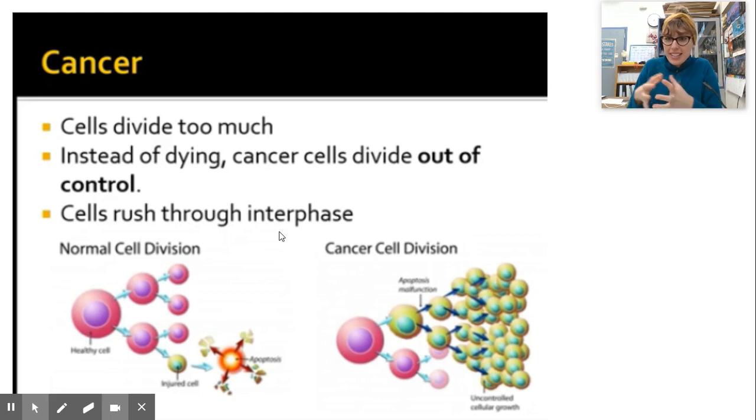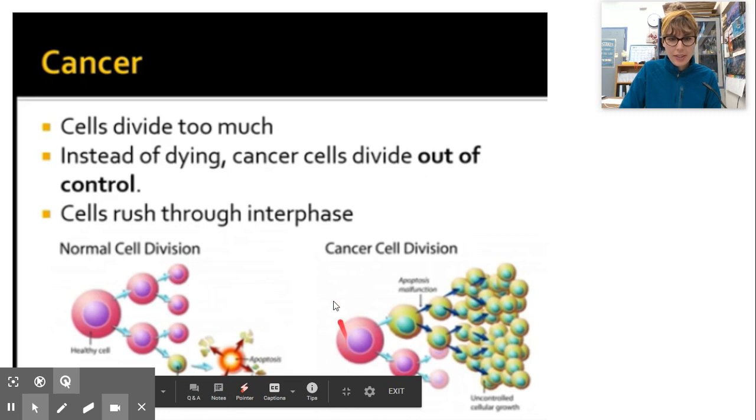Also, in interphase, cell growth is taking place. Remember, we're going from this, the cytoplasm is doubling in size. Because they rush through interphase, we're going to see in a moment here that cancer cells are usually smaller and weirdly shaped. So if we look at these two images here, we can see that in a healthy cell division, if there's some sort of issue, you see how this cell doesn't look like these other ones. There's some sort of issue or mutation.